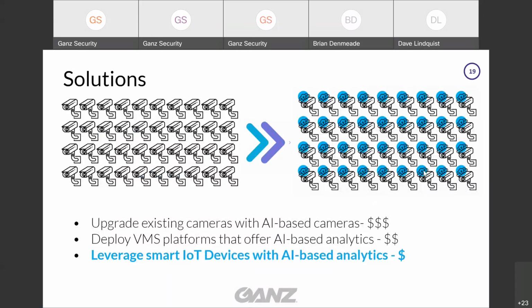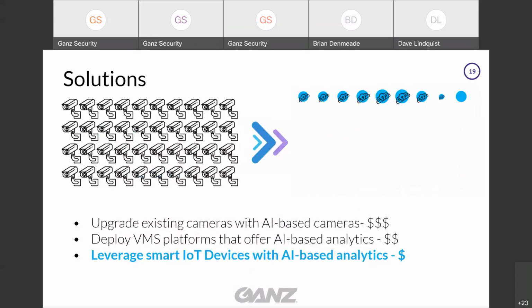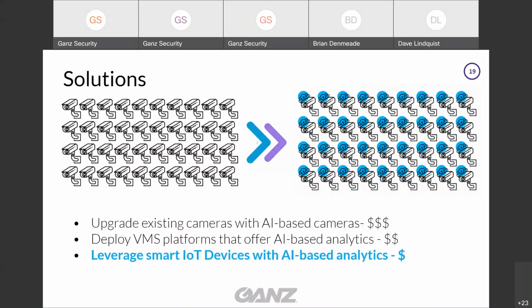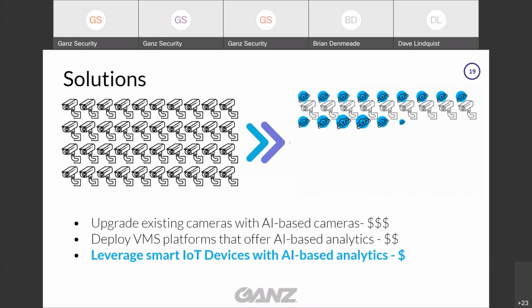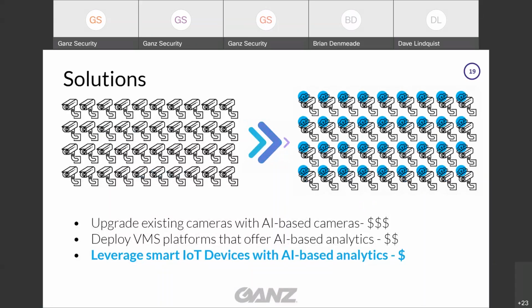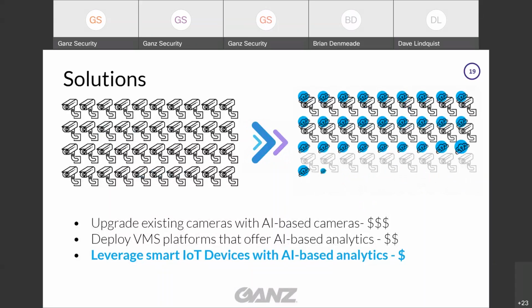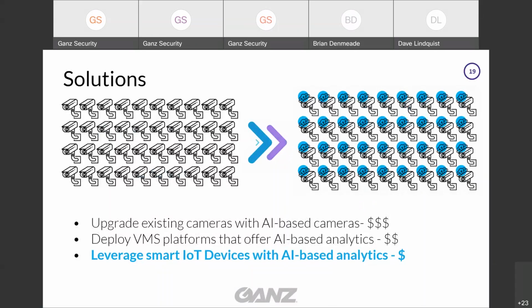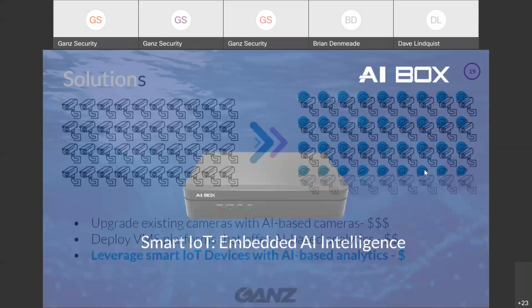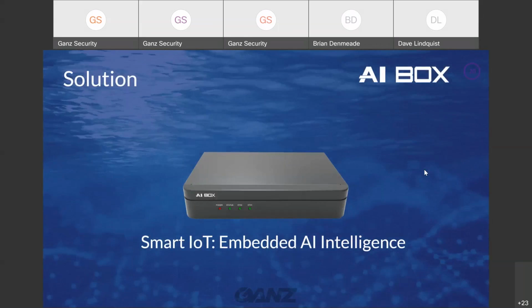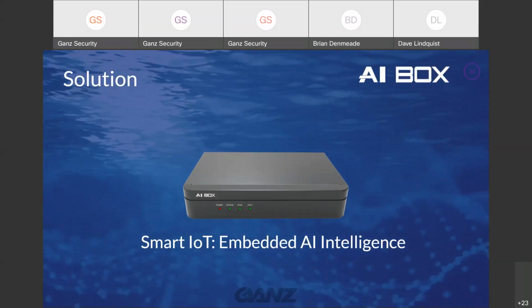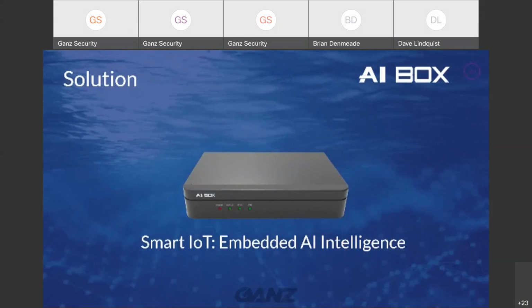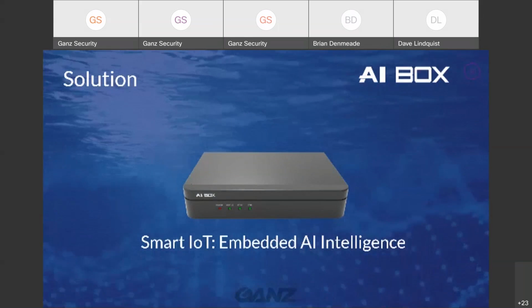So for some of the solutions that are out there, we can certainly upgrade or install all the cameras on site with AI-based cameras. But again, that gets kind of expensive. We can retrofit an existing VMS that offers AI, still kind of expensive, or we can leverage smart IoT devices, which is much less expensive. So our solution for this is a smart IoT solution. Basically, it's our AI Box.